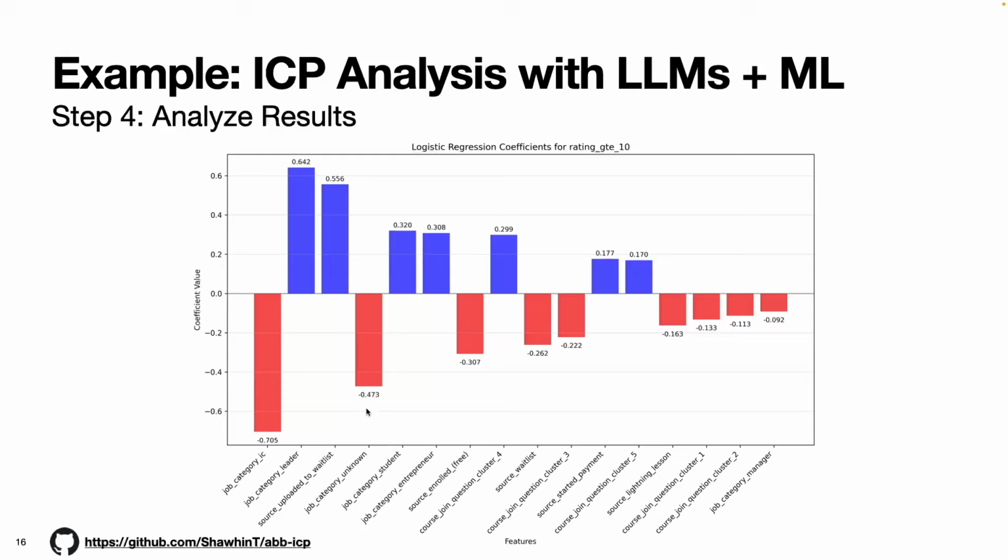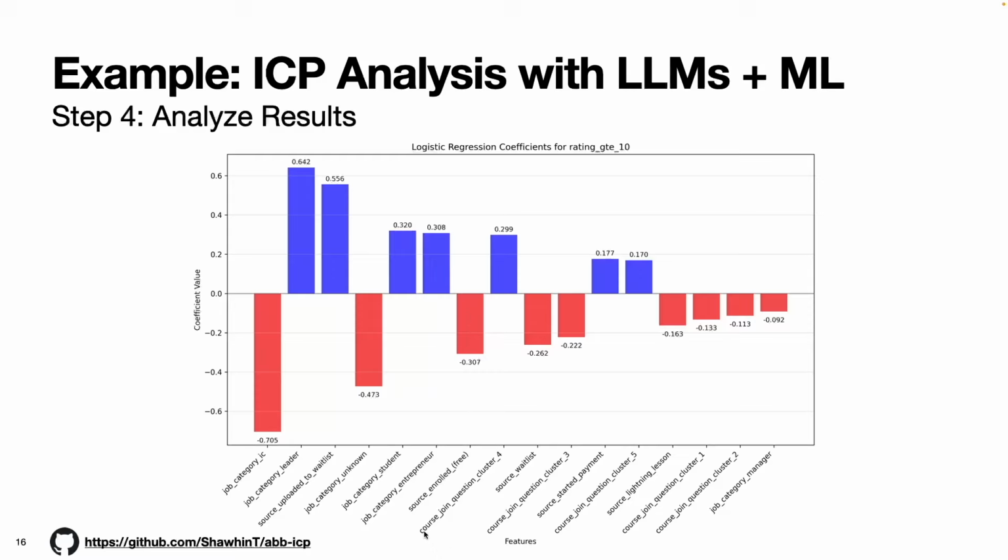Job category unknown, so basically they didn't fill in their job title. That has a negative impact on leaving a 5-star review, and this might just be because they are not the kind of person that wants to fill out forms on Maven. They just sign up for the course, they didn't want to put in their job title, and then they don't really care about leaving reviews or doing anything extra beyond the coursework. Job category student, job category entrepreneur, enrolled for free, so that's a strong negative impact.